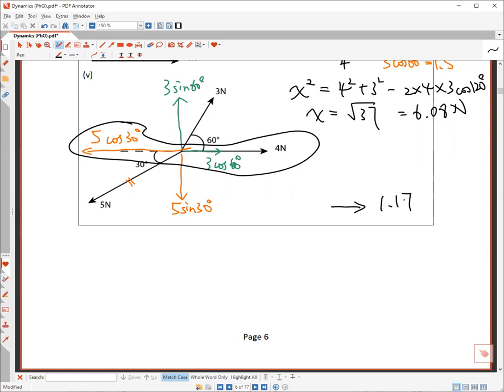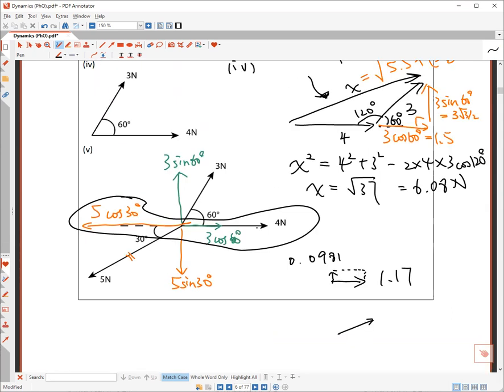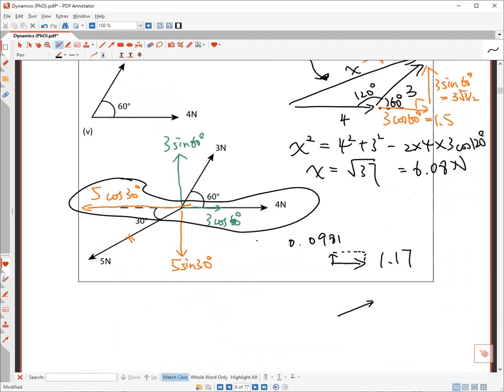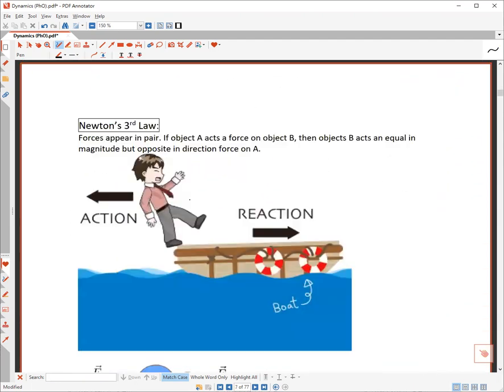And then for the vertical one, it's very small. It's 0.0981. Okay, it's very small. And then you use the Pythagoras theorem. Then you can find the answer. I'll just skip this part. So these are the examples for you of how to calculate the net force.